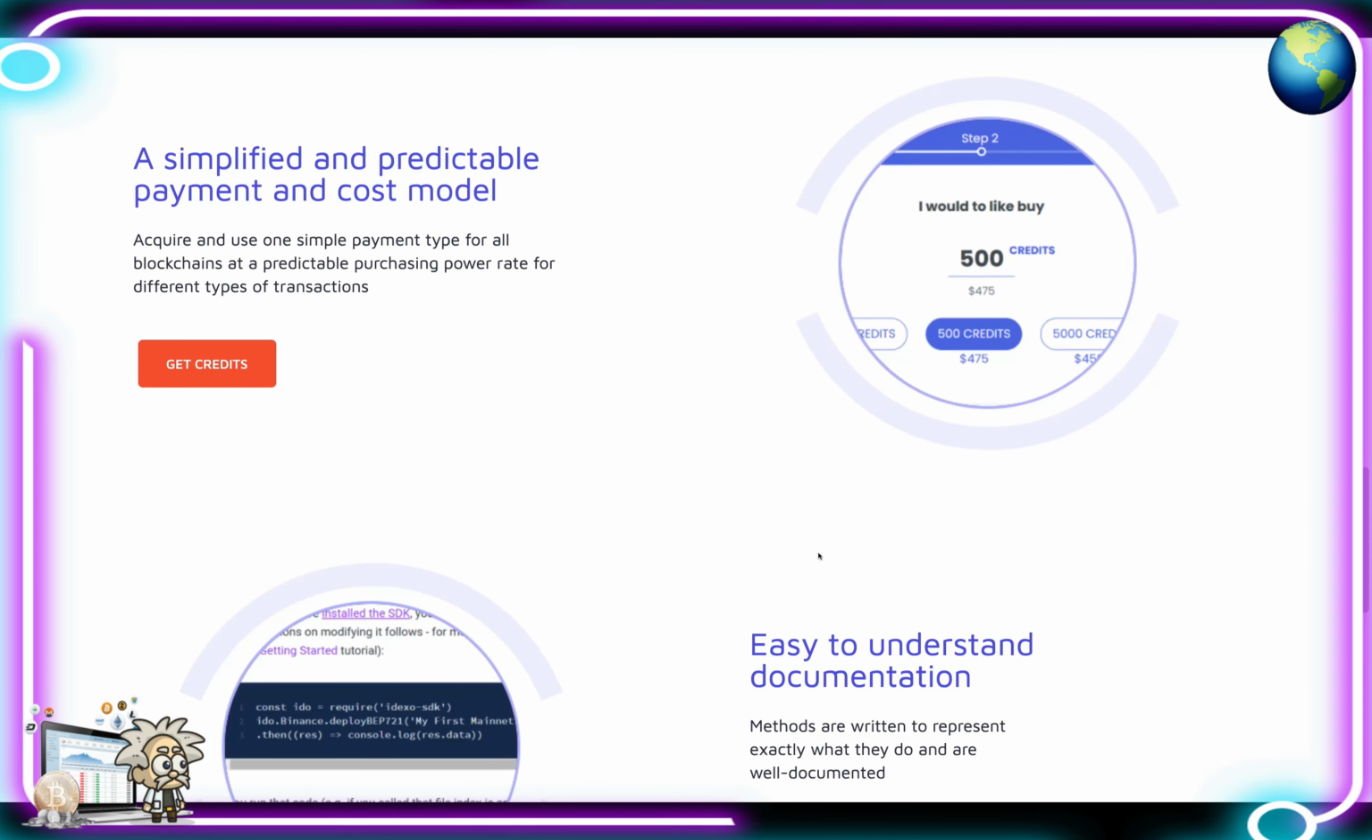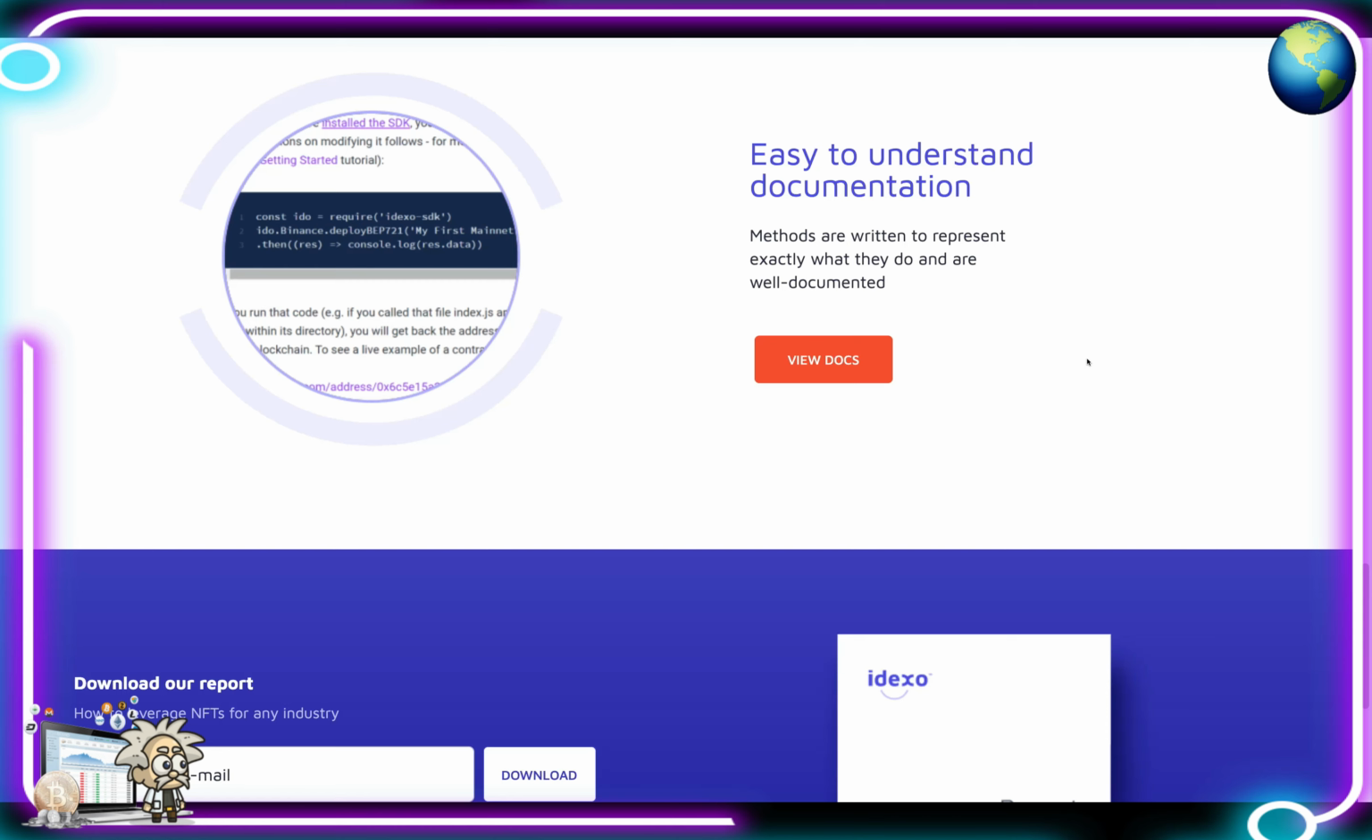A simplified and predictable payment and cost model. Acquire and use one simple payment type for all blockchains at a predictable purchasing power rate for different types of transactions. Getting your credits is also easy, guys, which they have right here. Easy to understand documentation. Methods are written to represent exactly what they do and are well documented.